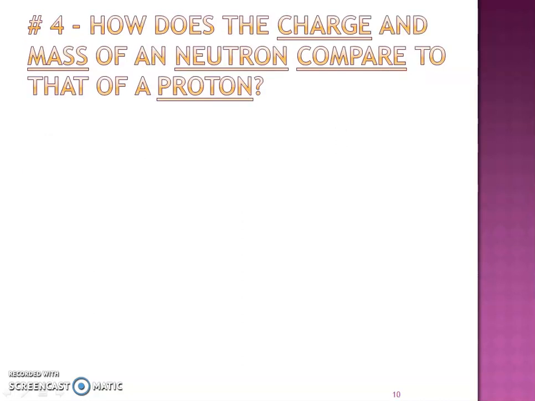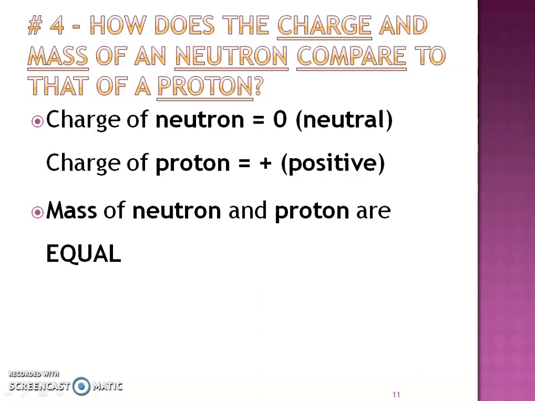Number 4 is 2 parts. You're comparing the neutron and the proton. You're comparing both of their charges and you're comparing their masses. And there's your answer.